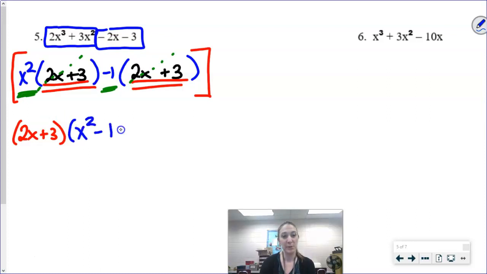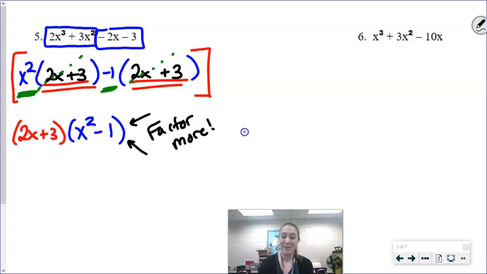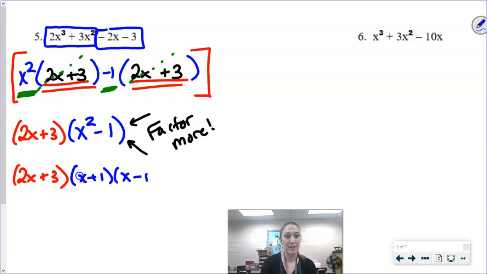And this is the moment I've been warning you about this whole time. We're not done. Because this guy right here, x squared minus 1, is going to factor more. Do you notice that he's the difference of 2 squares? So the 2x plus 3 doesn't factor any further. But that x squared minus 1 is going to factor using that good twin, evil twin pattern, that x plus 1 times that x minus 1.